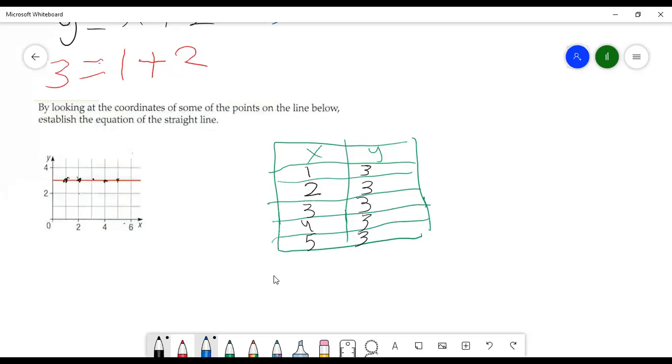Yes. So whatever the input here, represented by x, the output y stays the same.